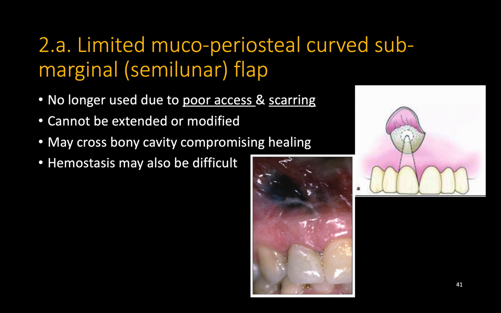They provide poor access and they cause scarring, and because the incision is perpendicular to the supraperiosteal blood vessels, it will induce bleeding and cut multiple blood vessels, causing poor hemostasis during the surgery and compromised visibility. There is a risk that we can place the incision on the bony defect, which will also compromise the healing. And this flap is not modifiable, and you cannot extend it once you've made this incision. It's done. It's not modifiable.